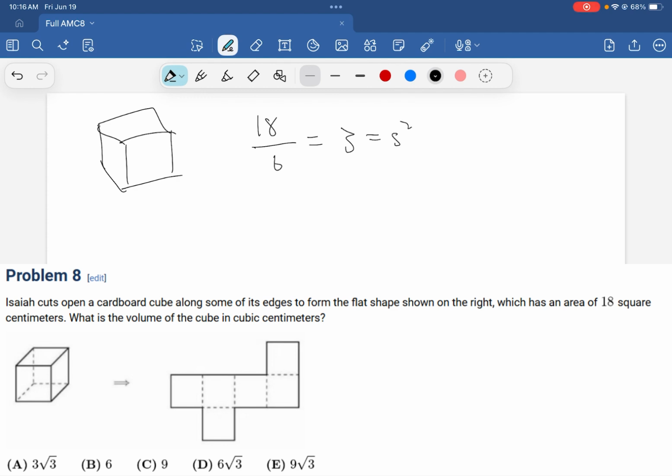S squared, side length squared, is the area. So S equals square root of 3. And we want to find the volume of the cube. The volume of a cube is just S cubed. So that's just square root of 3 cubed, which I'll explain. It's just square root of 3 squared times square root of 3, which is just 3 times square root of 3, which is A.